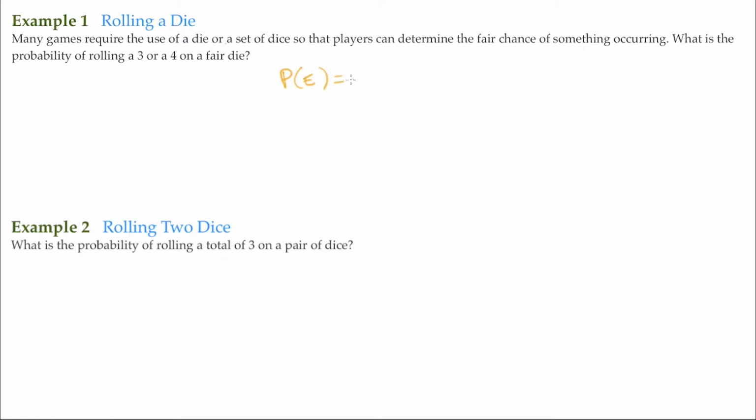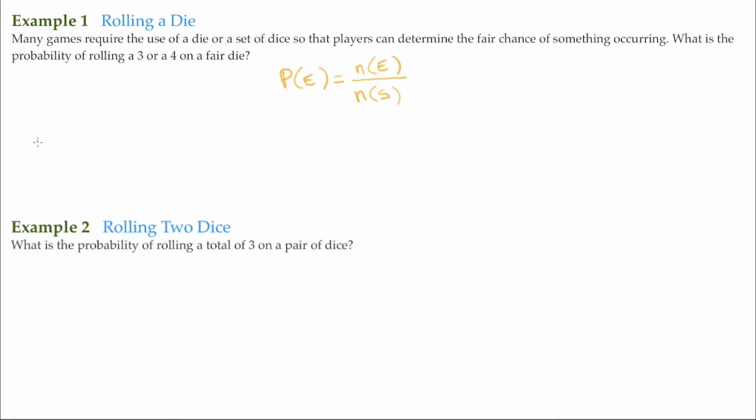And in theoretical probability, everything is equally likely. That means that anything occurring has a likely chance of anything else occurring. And we determine that by the number in the sample space, and we divide that into the number of outcomes of an event in question. So what is the probability of rolling a 3 or a 4 on a fair die?